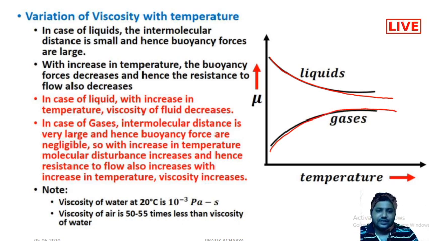Viscosity of water at 20 degrees Celsius is generally taken as 10 to the minus 3 Pascal second, and the dynamic viscosity of water is generally 50 times higher than the dynamic viscosity of air. But the kinematic viscosity of air is 15 times more than the kinematic viscosity of water.